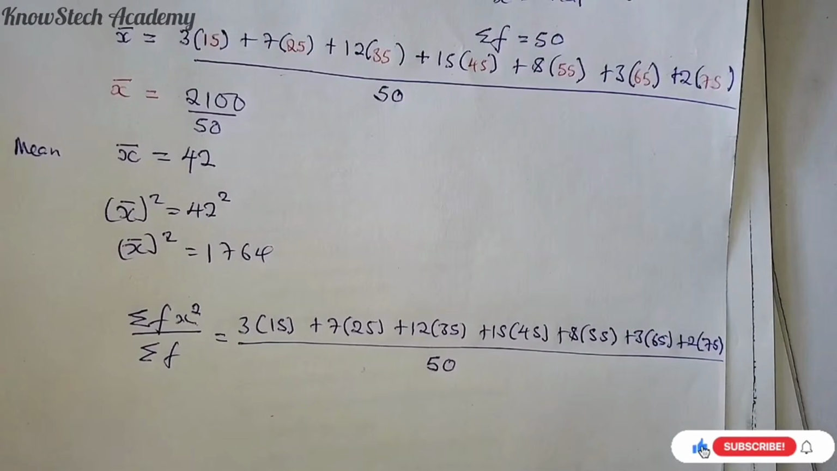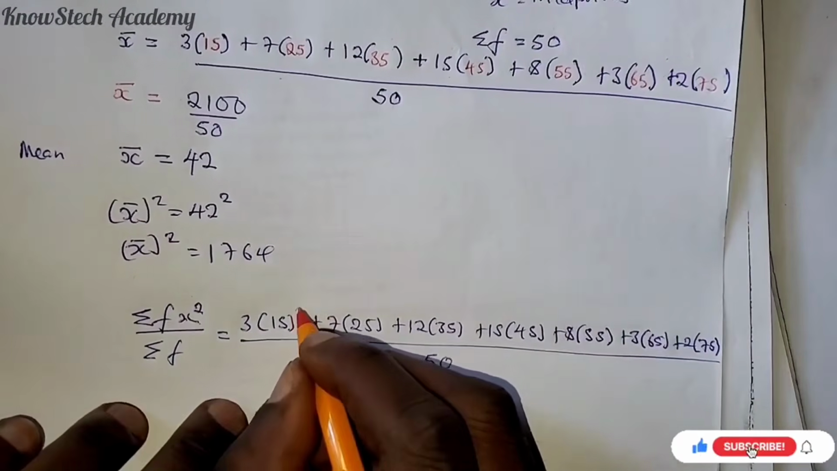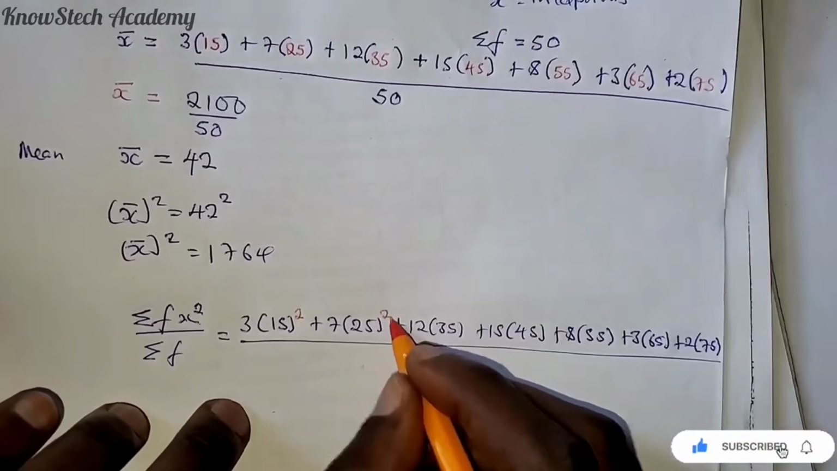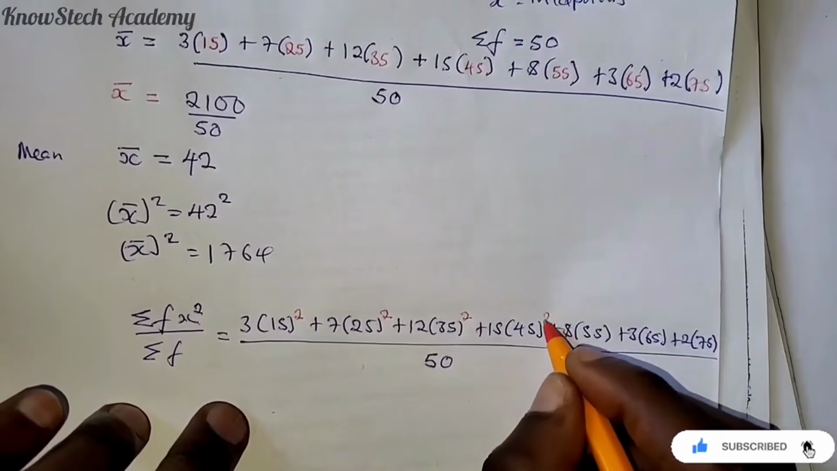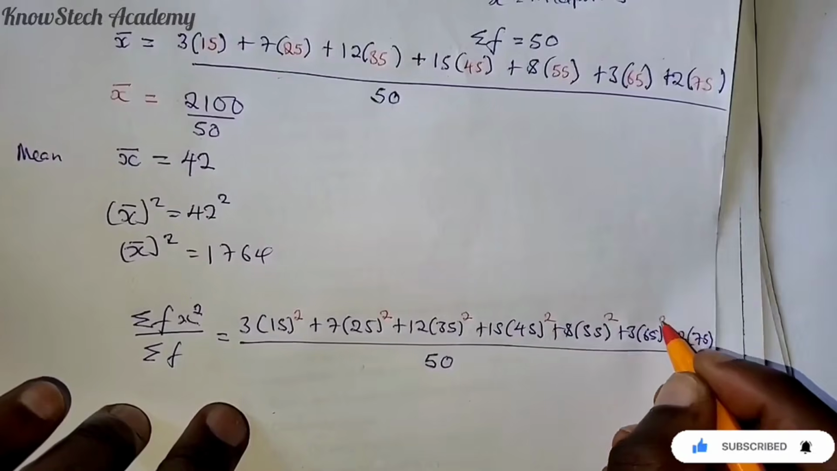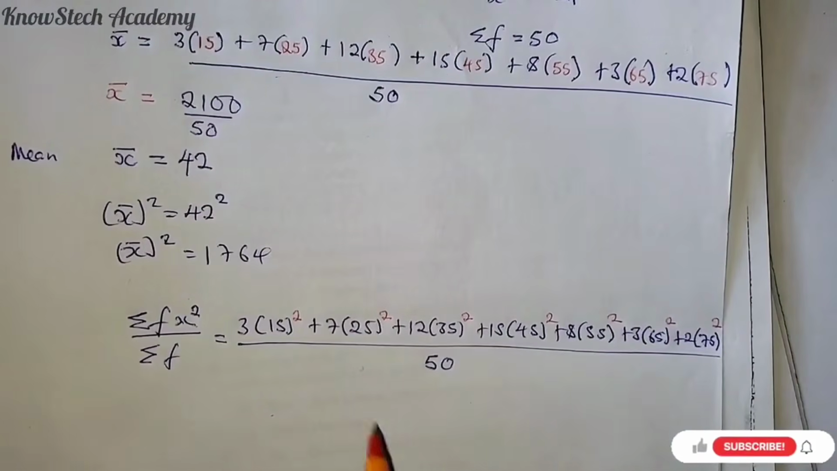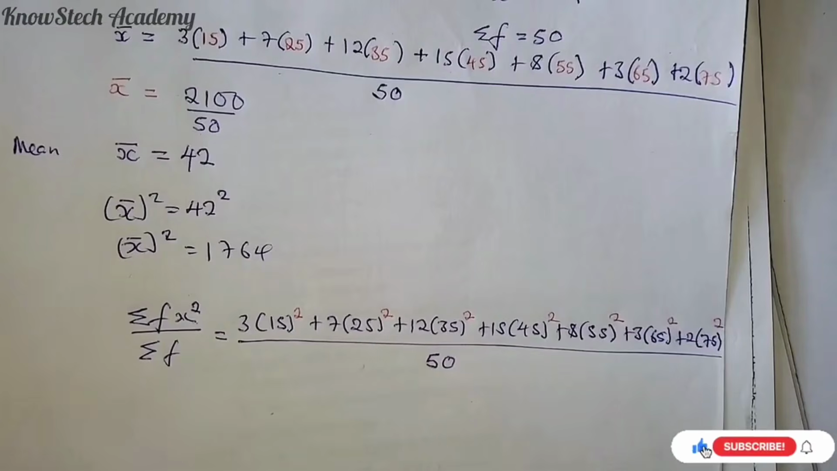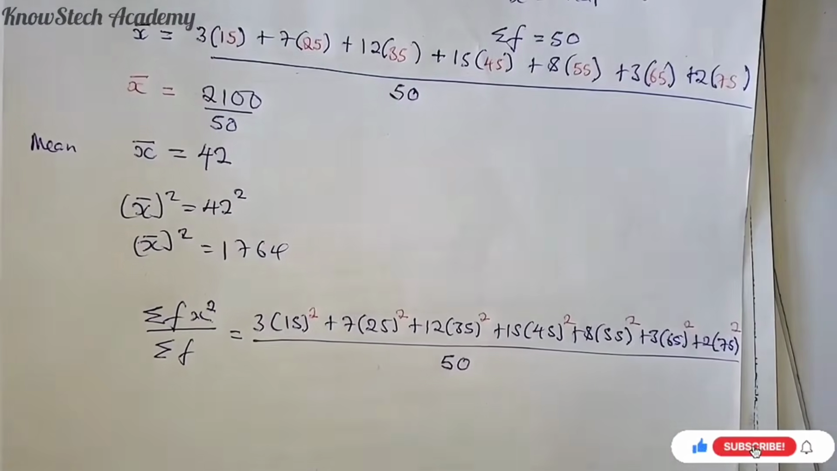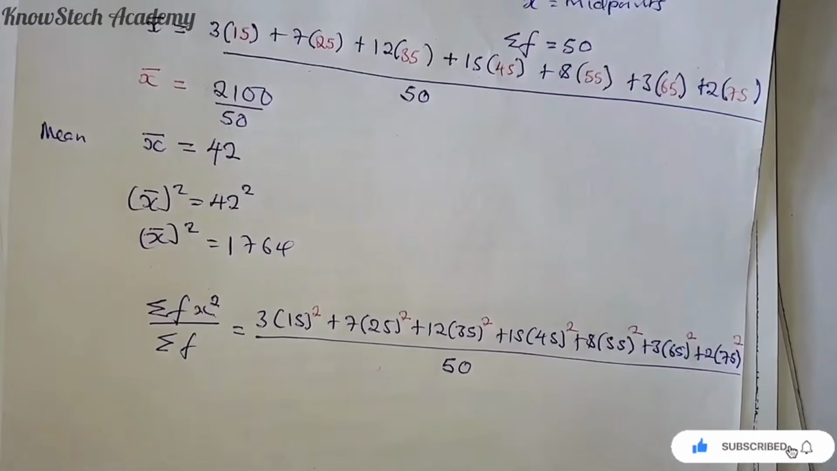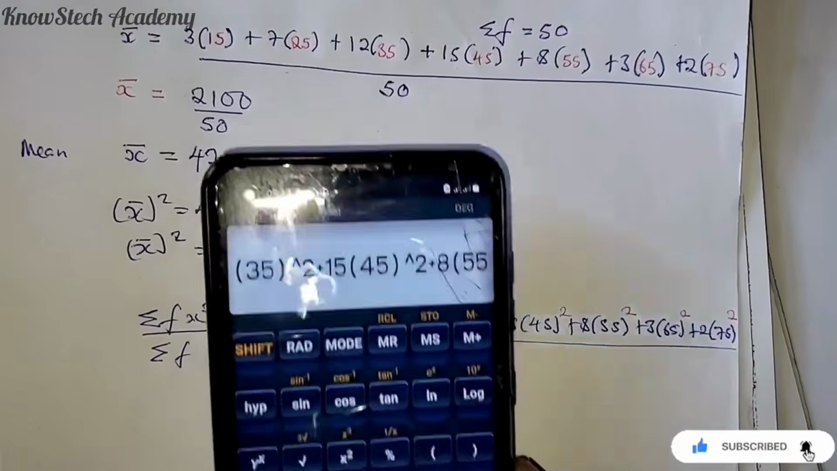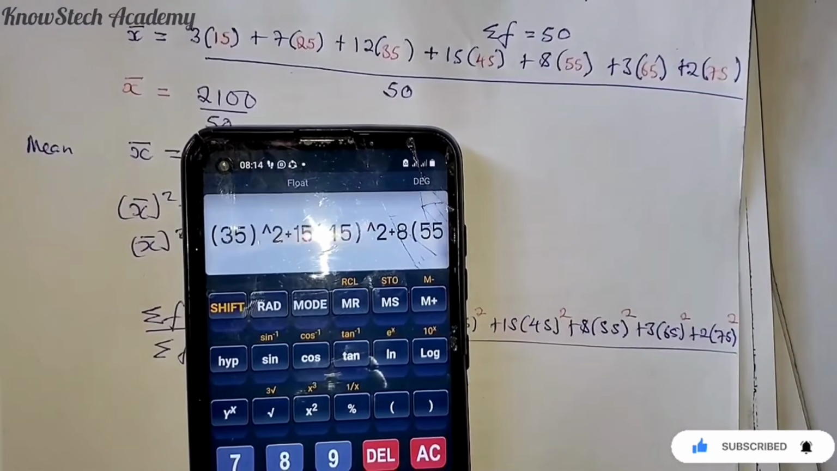So the numbers that are in brackets, we're going to square them. That is the only difference here. Okay, we're going to square them. Then let's put everything in the calculator. On the calculator, it will look like this.